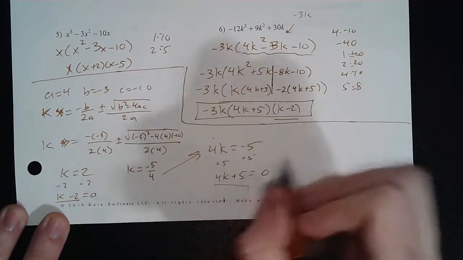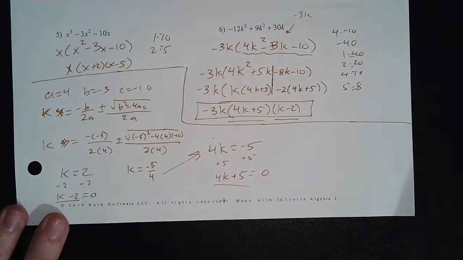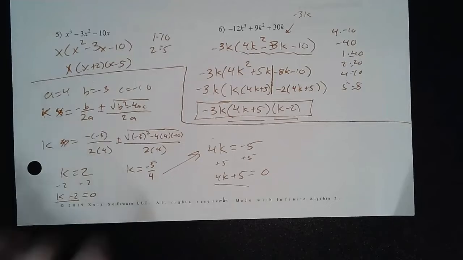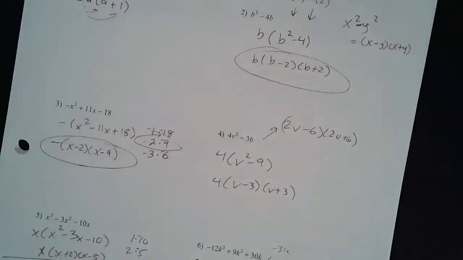I get 4k plus 5 equals 0, and I get the same answers as up here. So you could use this method to get to the final answer as well. All right, let's go on to the next page.